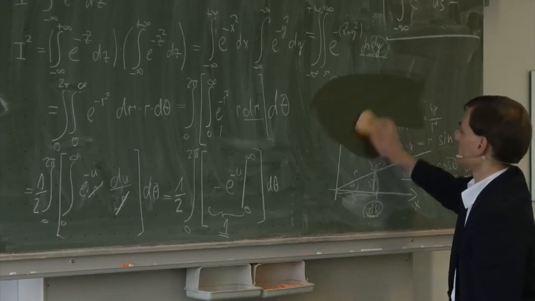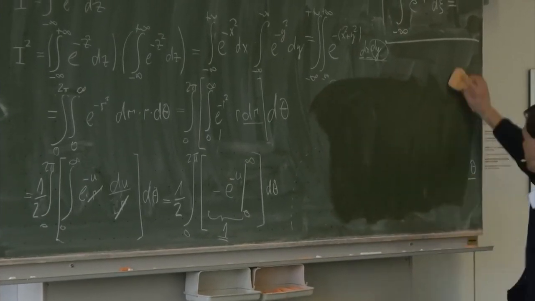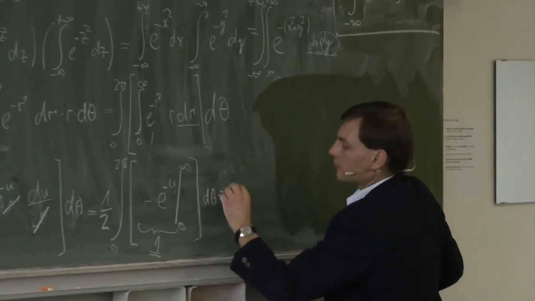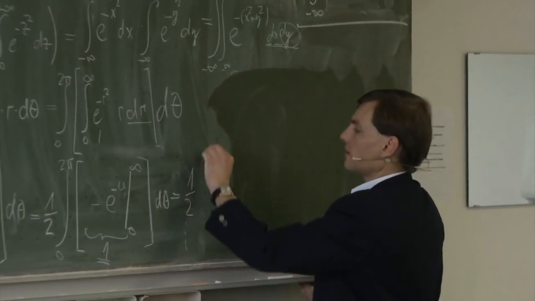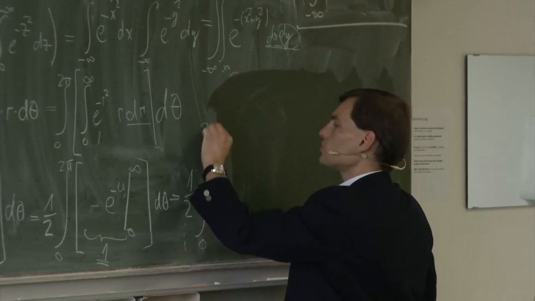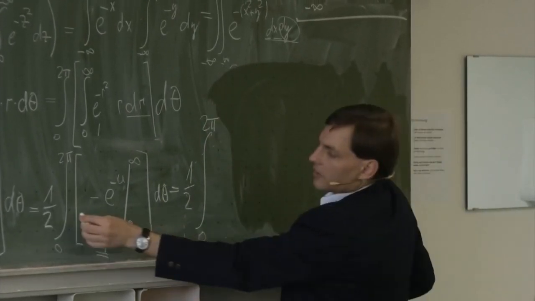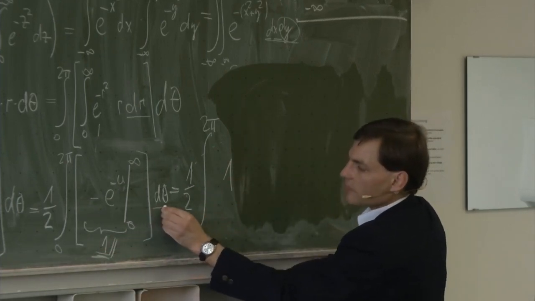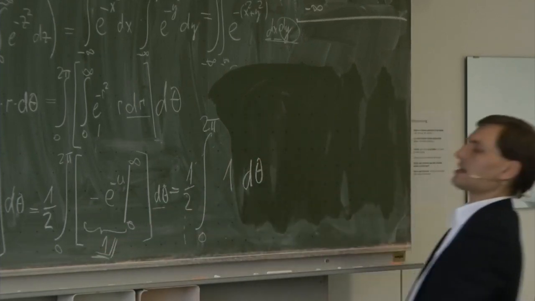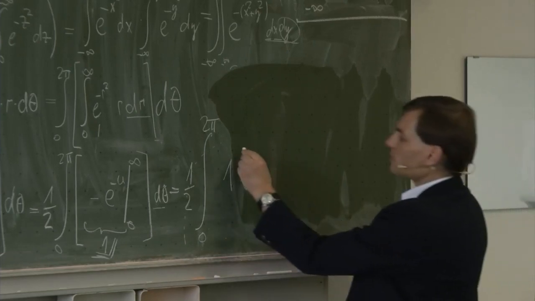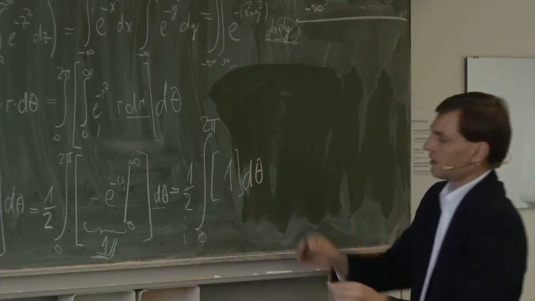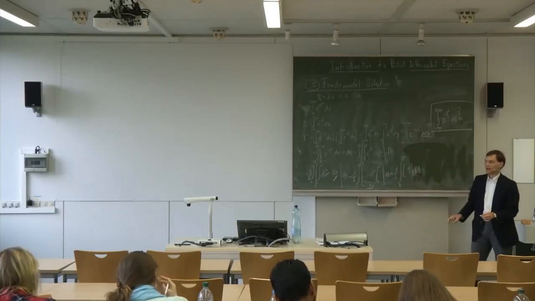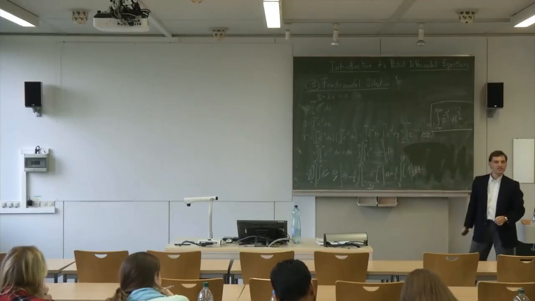And now we continue. So what we have now, in front we have the 1 over 2. Then we have the integral from 0 to 2 pi. Inside here we got this, and now we have to do the integration for theta, right? Maybe I make here this bracket to indicate that was the integral we did, the inside integral. And now we have to do the outside integral over theta.